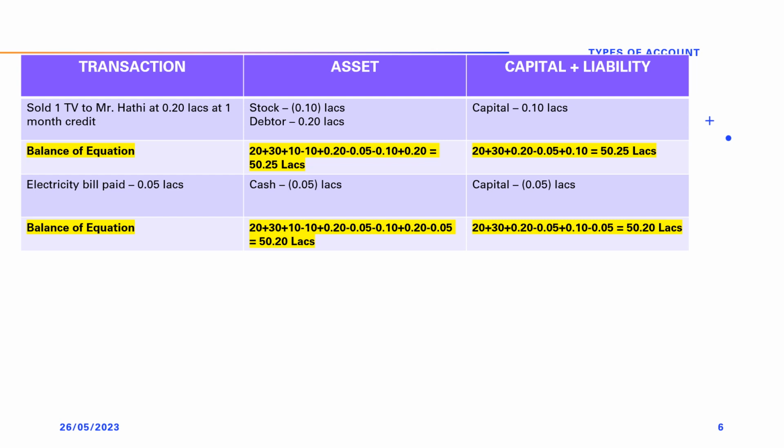Last thing which Jethalal did was to pay electricity expense of rupees 5,000. Now, since this will deplete asset and no corresponding asset would be generated or liability will be created, this amount would be reduced from capital. Just like we added 10,000 to the capital in the last transaction, this is basically a revenue expense, which is reduced from profit. So the balance after this will be 50.20 lakhs on both the sides.